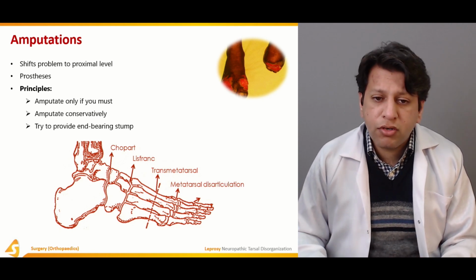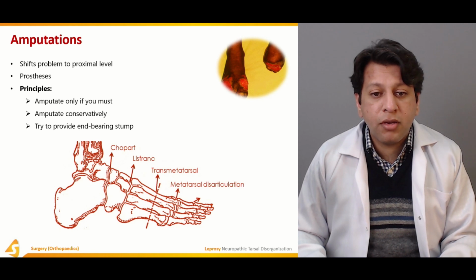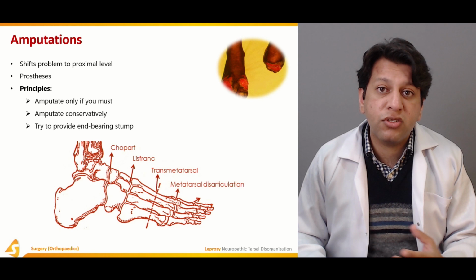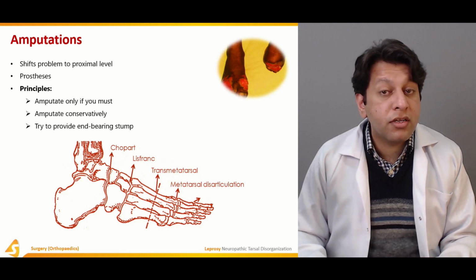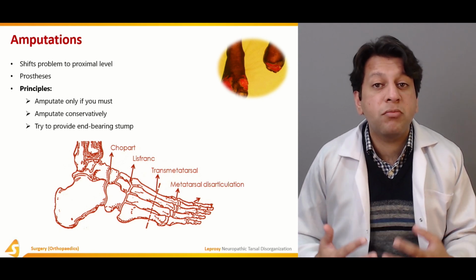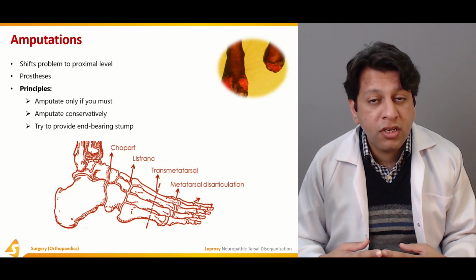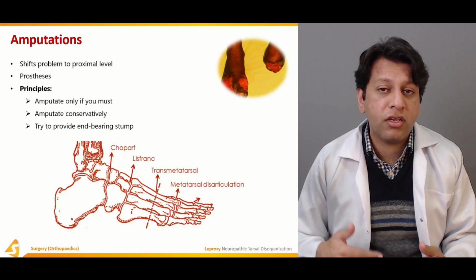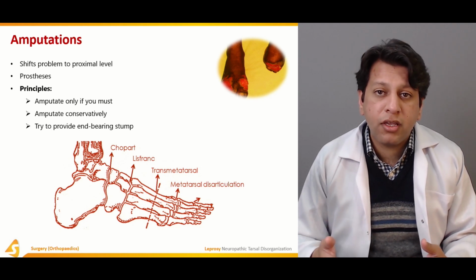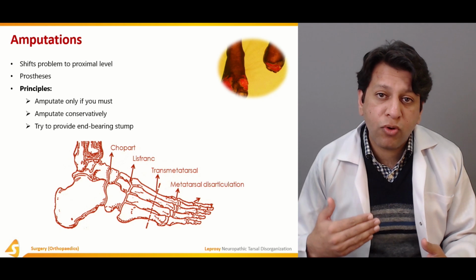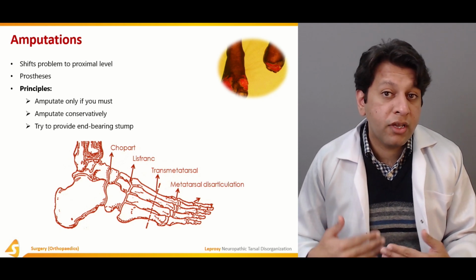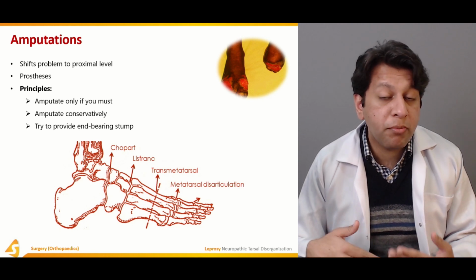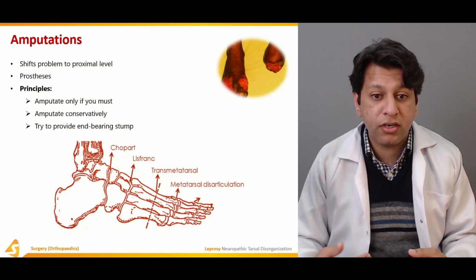Principles of amputation involve: amputate only if you must. That is, there should be judicious use of amputation. Amputate conservatively. Try to preserve as much tissue and as much bone as possible. But this is very tricky, because we have to understand that we cannot keep dead tissue there. We have to remove all the necrotic and dead tissue. And if we think that the muscle and tissue is dead, or will at least be dead in a few hours, then we may have to amputate it as well.